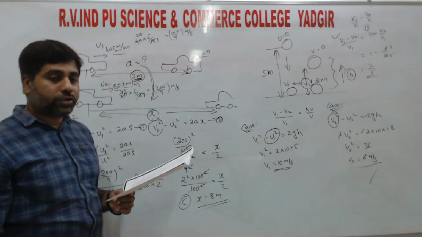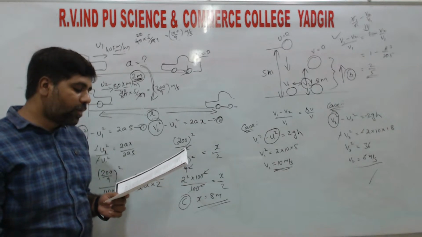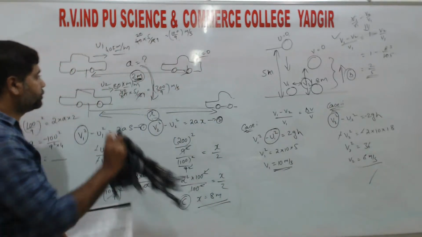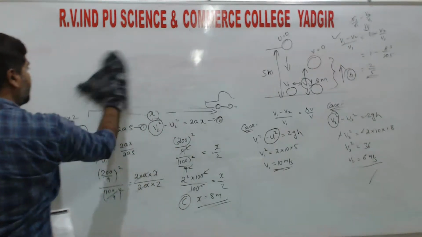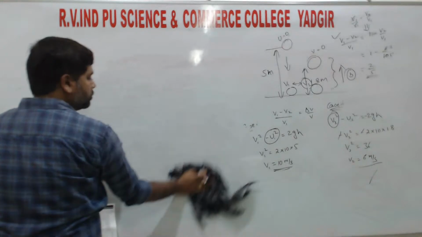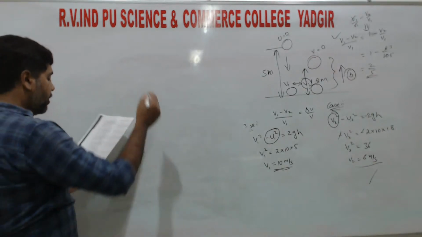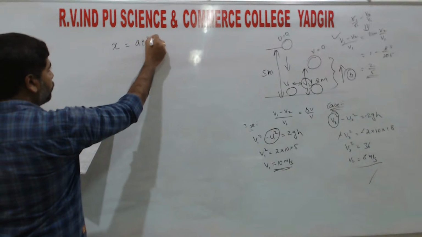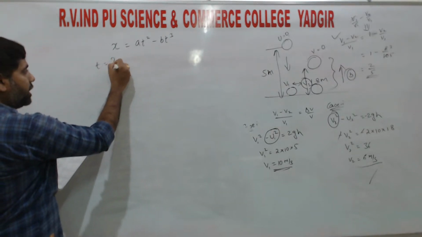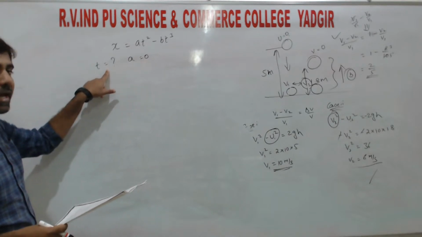Next, 30th question. The position x of a particle varies with the time as x is equal to a t square minus b t cube. The acceleration will be 0 at the time t is equal to, right? So the given displacement with respect to time is x is equal to a t square minus b t cube. So we need to find the time when acceleration is 0. So we need to find t when a is equal to 0, right? They are saying acceleration becomes 0, and they are asking how much time it takes for acceleration to be 0.